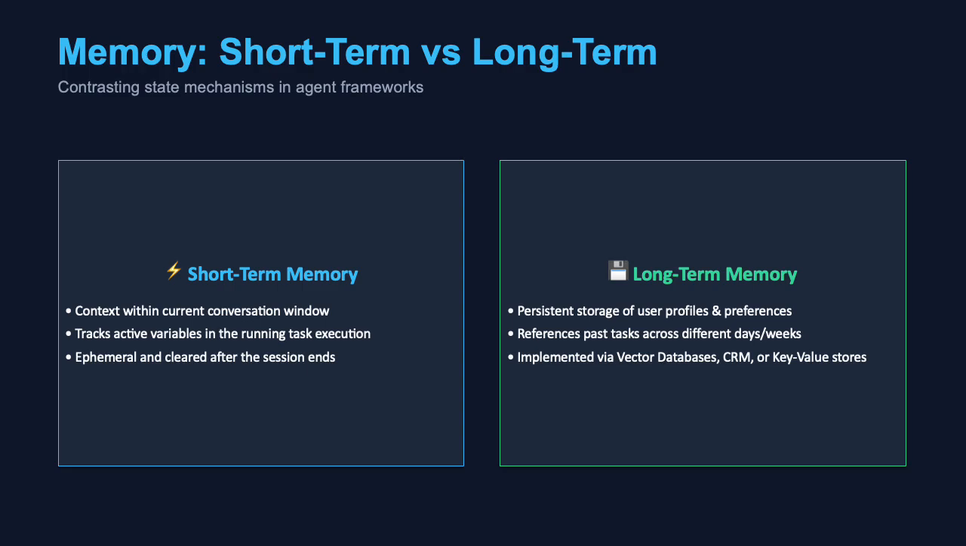Here's a very simple example. Think about an AI customer support agent for an online shop. Short-term memory remembers the tracking number the customer just typed. Long-term memory remembers this customer is a premium member since 2020 and had a return request open last month. So when the agent uses both kinds of memory together, it feels very personal, very aware of context, and much smarter to the user.